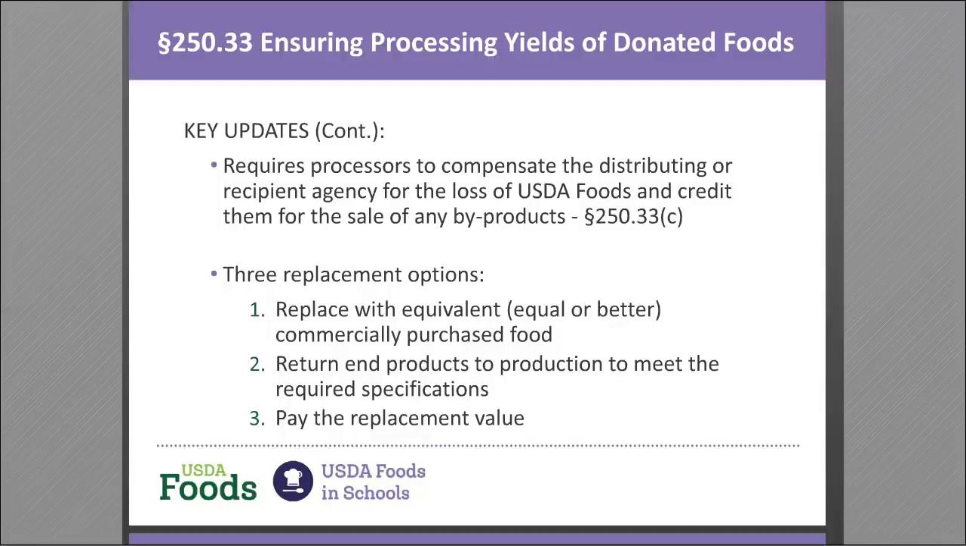In 250.33D, we require that credit for the sale of any byproduct resulting from the processing of USDA foods or of commercially purchased foods substituted for USDA foods be done through invoice reductions or another means of crediting. We also clarify that the processor must credit the appropriate agency for the net value received from the sale of byproducts after subtraction of any documented expenses incurred in preparing the byproduct for sale. We removed the requirement in prior regulations that the processor credit the distributing or recipient agency for the sale of USDA food containers because the burden required to monitor the credit outweighed the value returned.